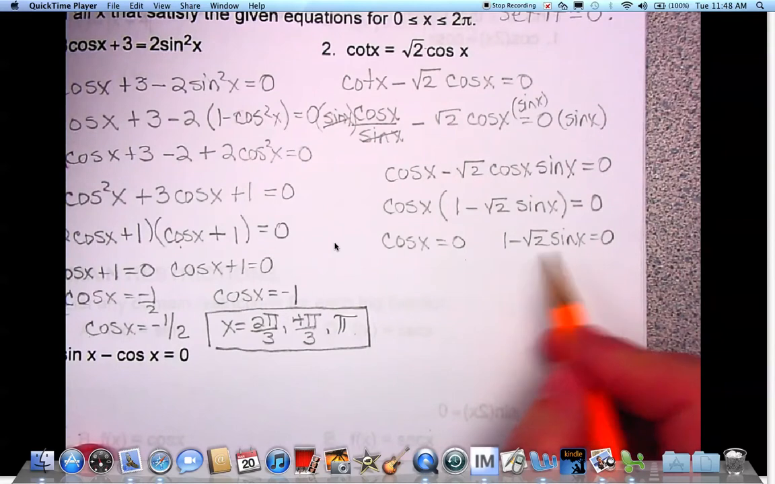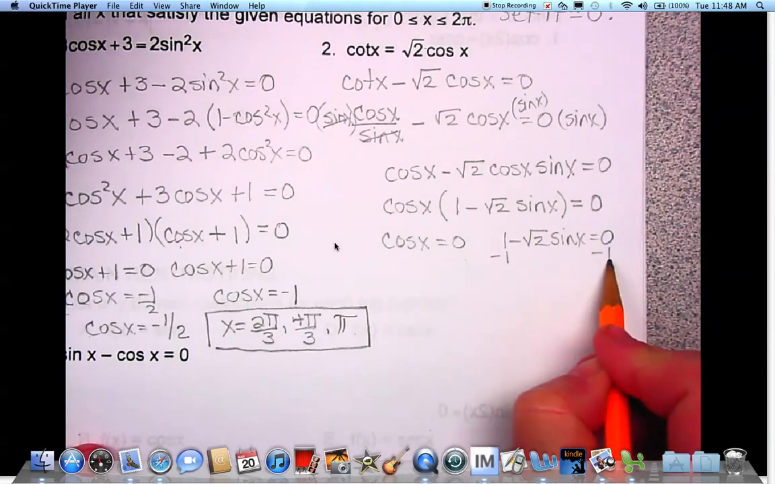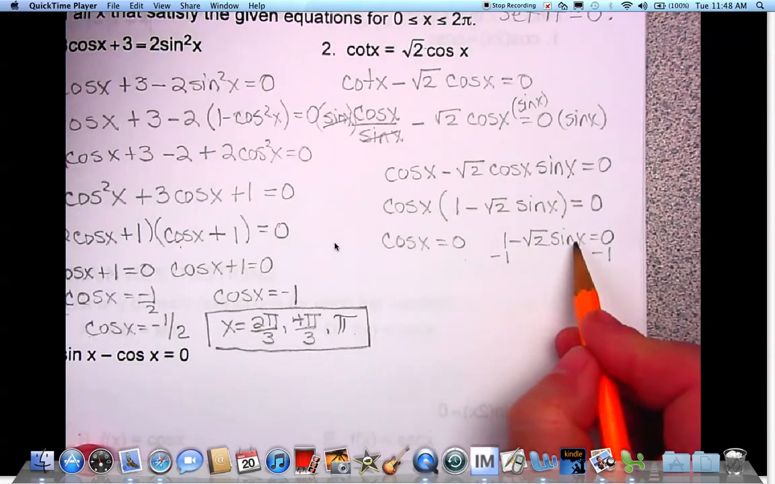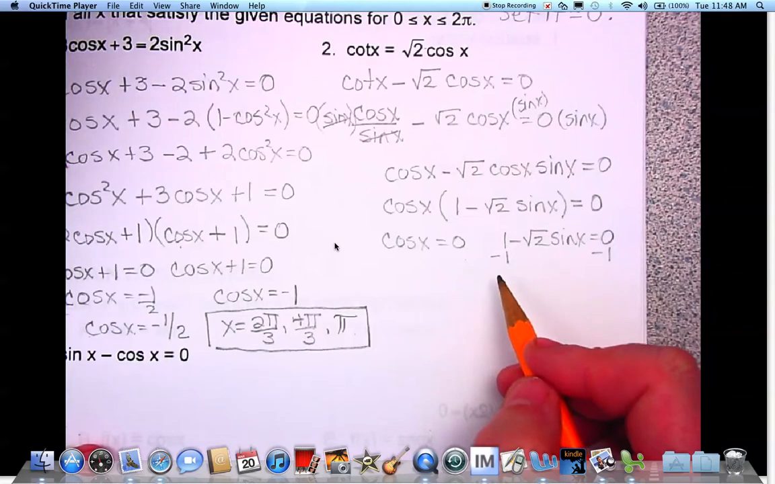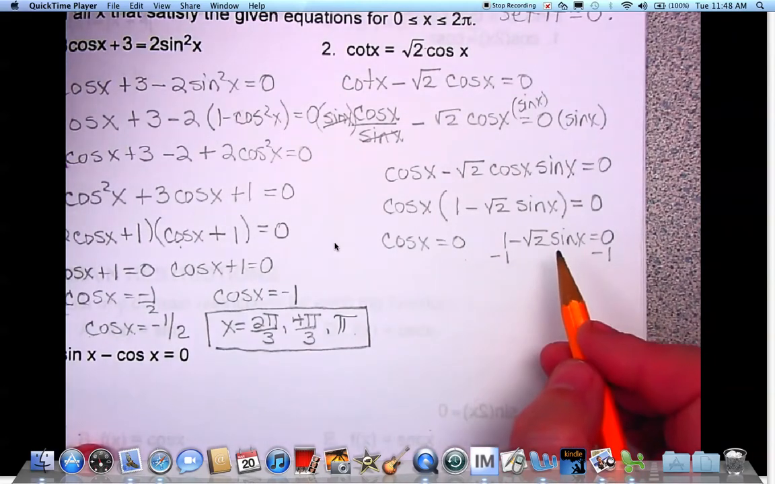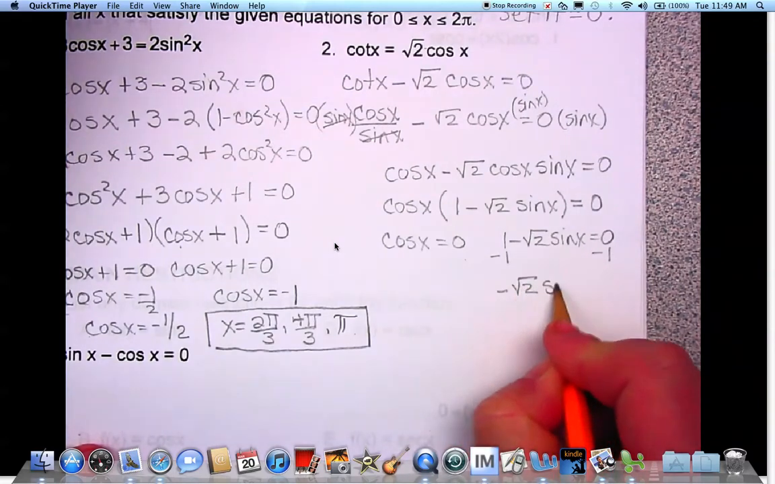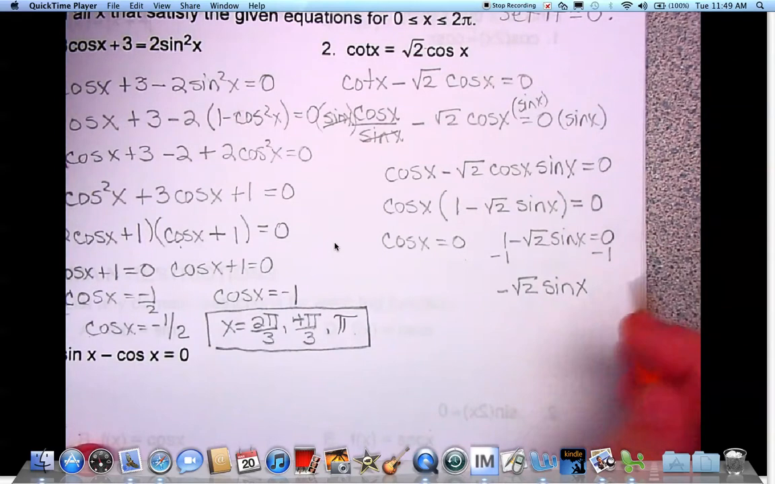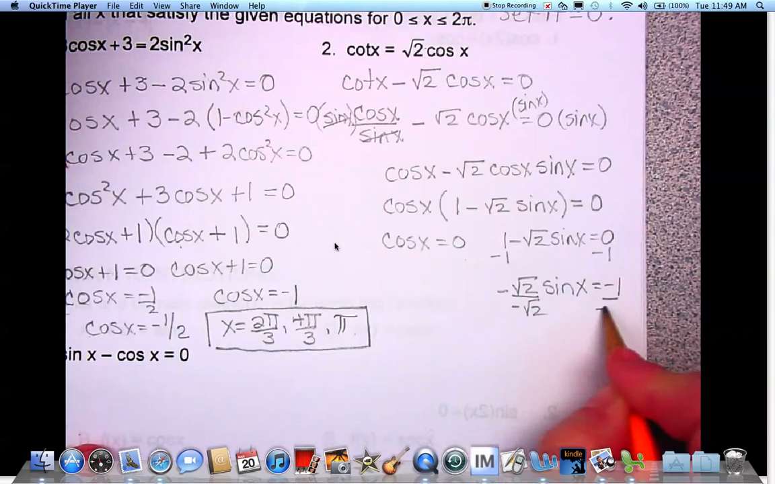Okay, let's solve this sine one over here. Let's just get sine x by itself. Let's subtract 1. You were putting sine x on the other side? Yeah, that way it'd be positive. It doesn't really matter, it's just negatives. Y'all can handle it.